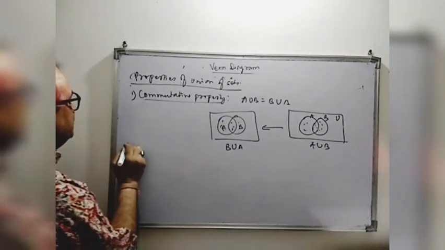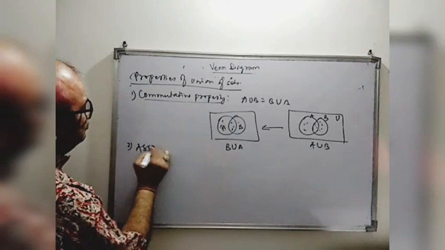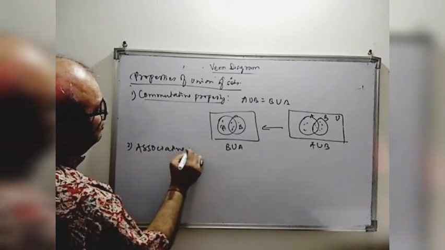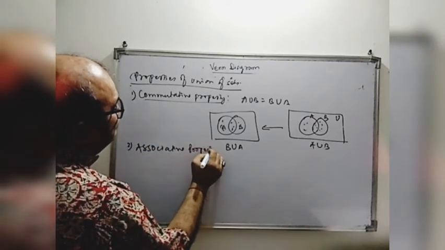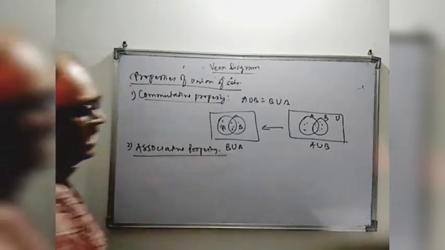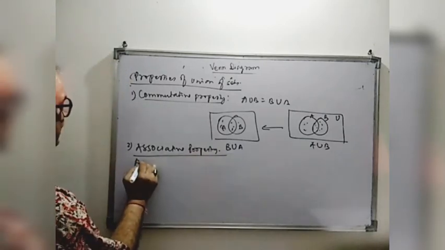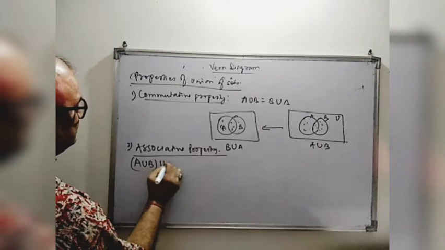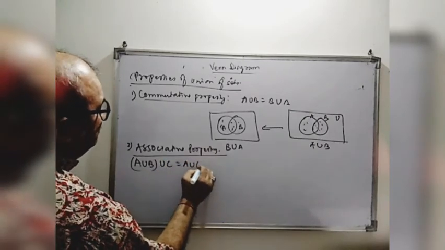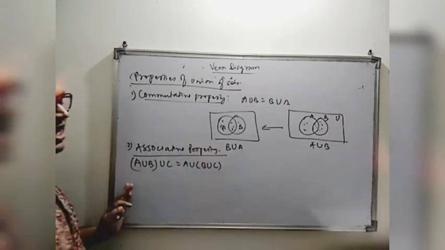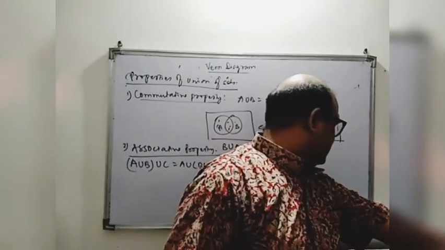That is the commutative property. Associative property. Suppose A, B and C are three sets. Therefore, (A union B) union C equals A union (B union C). This is called the associative property.